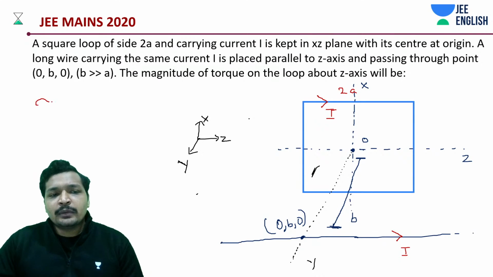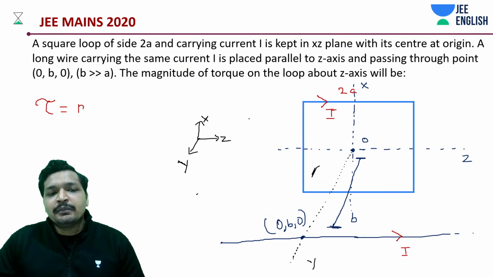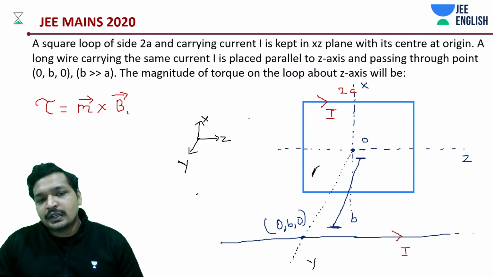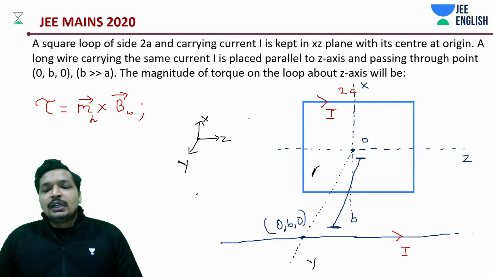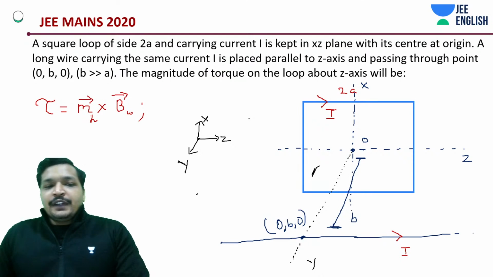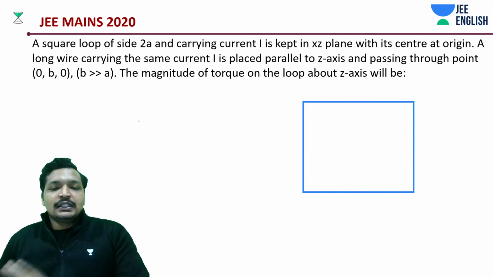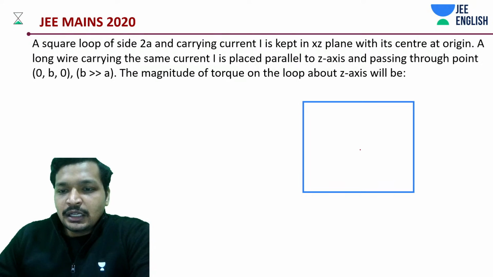We are going to calculate the torque from M cross B. Of what? This wire. M of what? The loop, of course. First of all, let's calculate the field. We know the magnetic moment, it's not at all a big deal. The field is the key part that we need to work around. If we understand that part, we'll be able to do this question quickly.